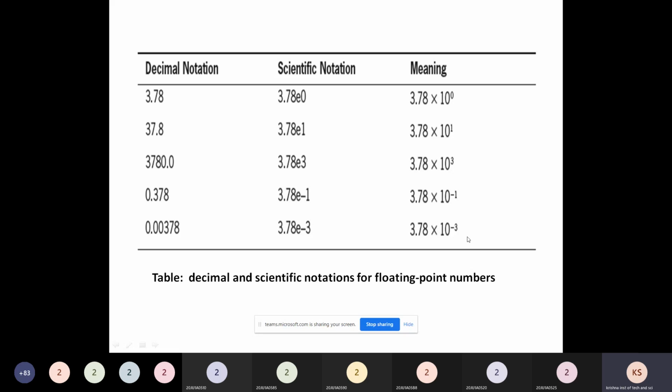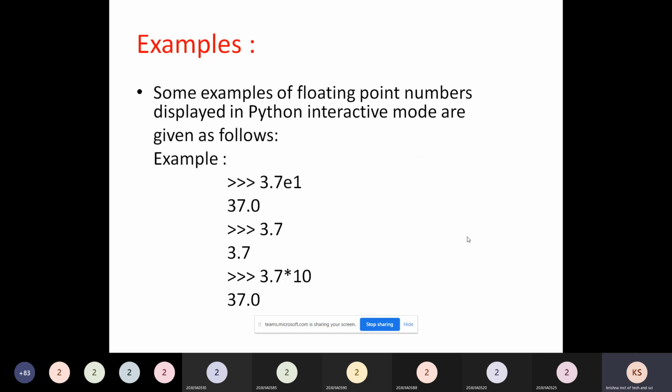See how this way we are representing floating point numbers, either in decimal notation or scientific notation. Here are some examples of floating point numbers. You can open the shell and try to execute these. 3.7 E1, what did you get? 37.0, because e to the power of 1 means 3.7 into 10 to the power of 1. If you write 3.7 as it is, you get 3.7 as a float. If you write 3.7 into 10, you get 37.0.